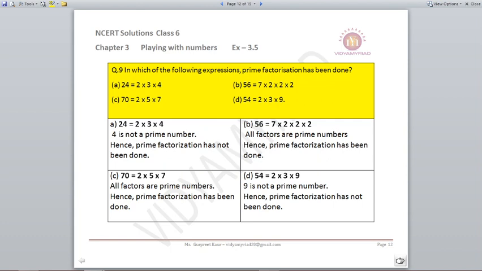In which of the following expressions has prime factorization been done? Now if you see the first case, 2 into 3 into 4, 4 is not a prime number. So we can say that prime factorization has not been done in this. In the case of the second, 7 and 2 both are prime factors, so it has been done. In the third case 2, 5 and 7, all three are prime numbers, so prime factorization has been done. In the last case it is 2, 3 and 9. 9 is not a prime number, so prime factorization has not been done.